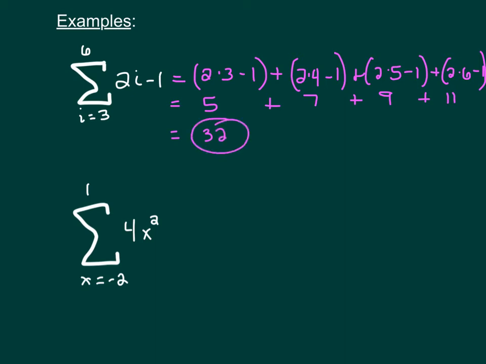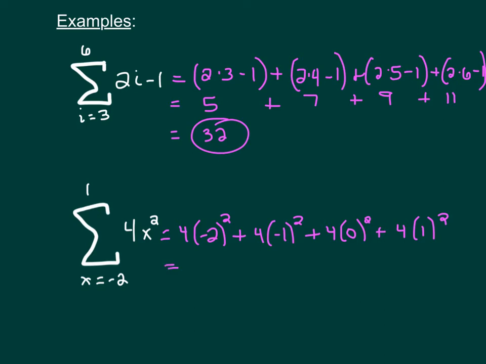Okay, the next example tells us to start by substituting negative 2 in for x, and we're just going to keep plugging in the next consecutive integer until we reach an integer of 1. All right, so this is going to be 4 times negative 2 squared plus 4 times negative 1 squared plus 4 times 0 squared plus 4 times 1 squared. And again, we know to stop when we substitute in this 1 because this number on top of the sigma symbol tells us what number to stop at.